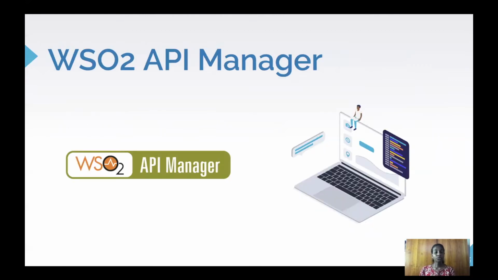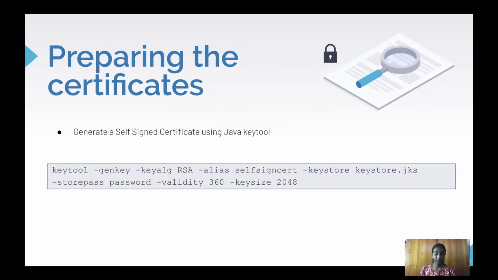So now I will show you how we can do this using WSO2 API Manager. The first thing we have to do is preparing the certificates. So for this purpose, we need a certificate plus the private key. You can use whatever mechanism that you want to generate these certificates and the private key, but I will use this mechanism. First, I will generate a self-signed certificate using the Java keytool. So let me copy this command.